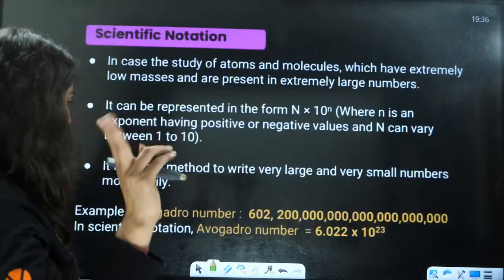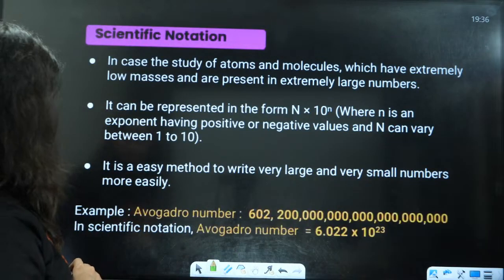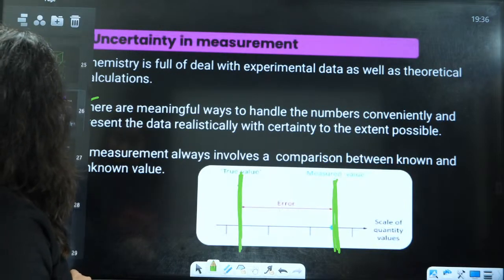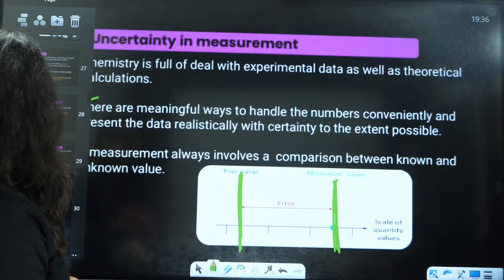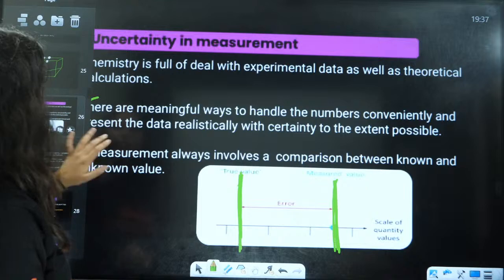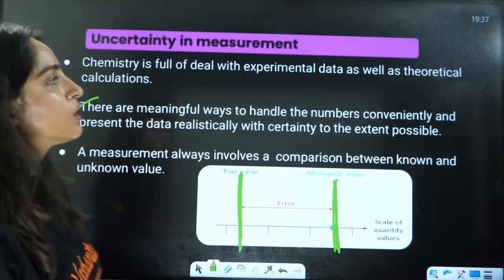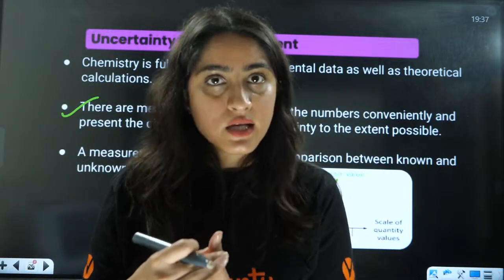So we have 2 things here. One is precision. I think that is not written here, but don't worry. So what is a meaningful way to handle this? Okay, it is not written here. So one thing is precision, one thing is accuracy.